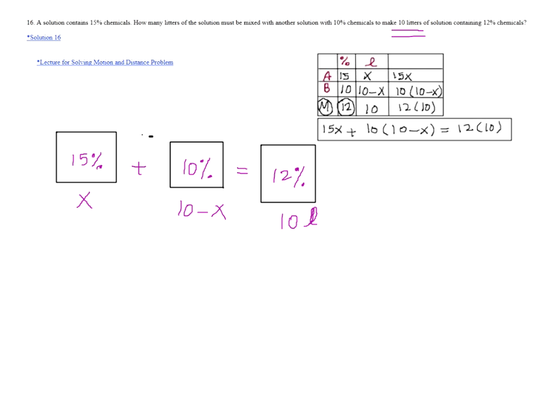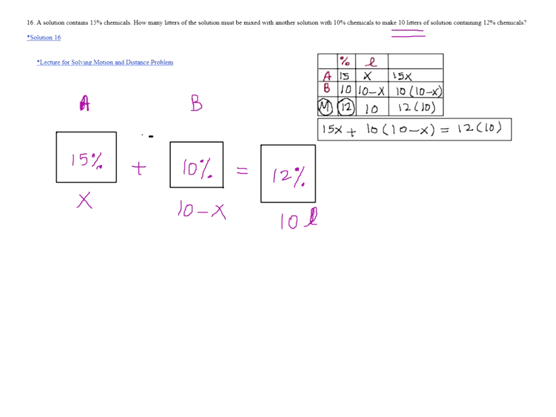But we can understand this chart here that we have. You can either use this chart, or you can use this kind of chart. You can say, all right, A would be 15%. We're using x liters. B would be 10%. We're using 10 minus x. So really, we're talking about A and B. This would be the solution A. This is the solution B. That's what we have. Okay.